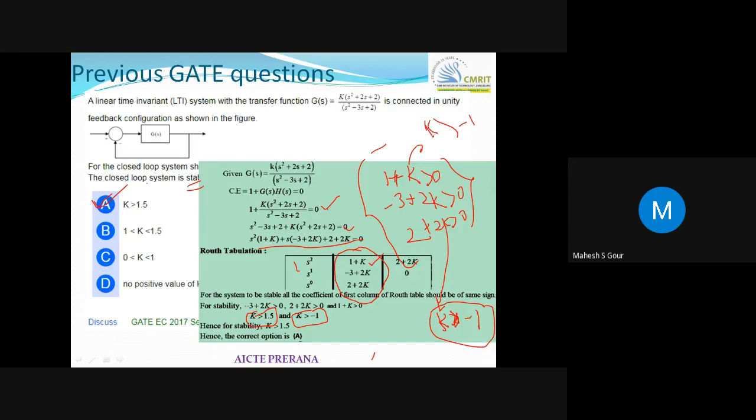Understood? Any doubts here? Guys, any doubts? Guys and girls, both. No, sir. Okay, where is Meghna? Okay.